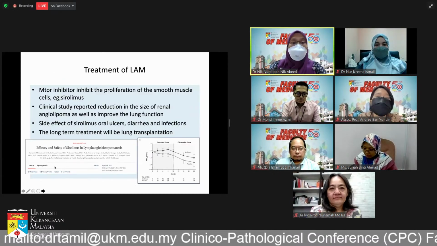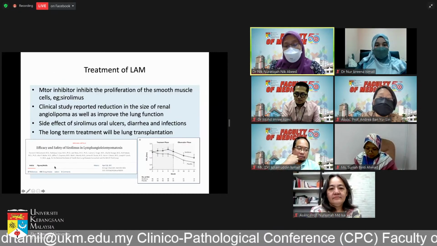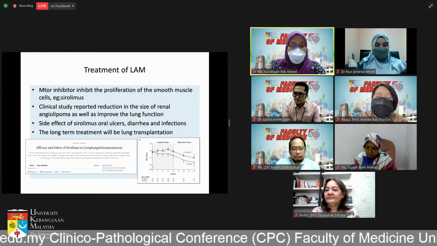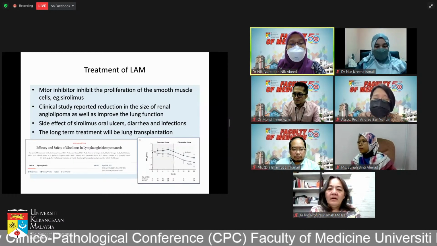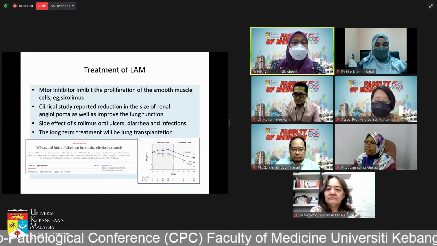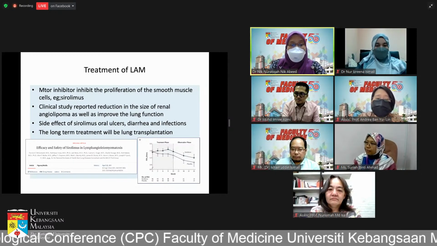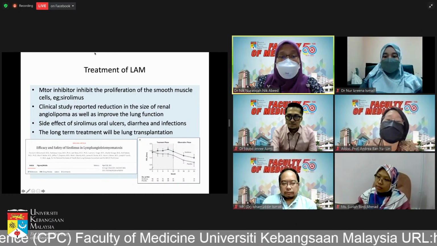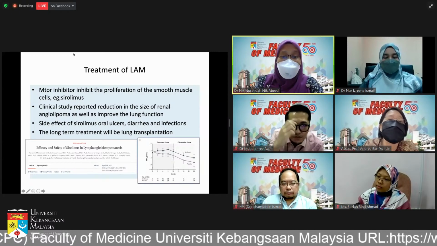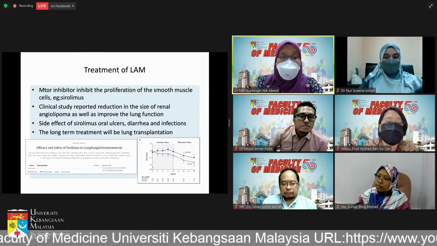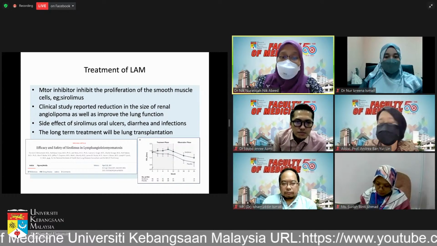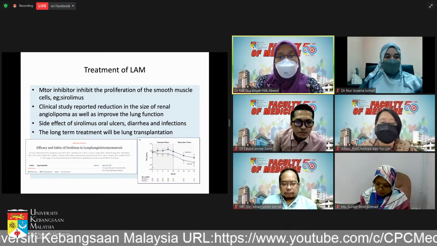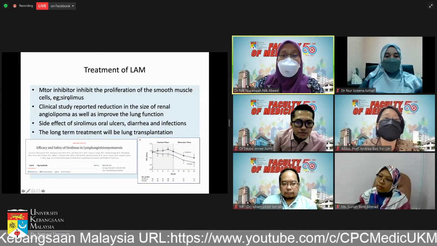Okay, the treatment will be, of course, lung transplantation, such as what Mr. Isham said. This is an option, but we have other medications, which we call mTOR inhibitors, which can be effective in reducing decline and improving lung function tests, especially forced vital capacity. But the side effects, of course, can include oral ulcers, diarrhea, and infections. So that's all from us from the point of view of LAM.